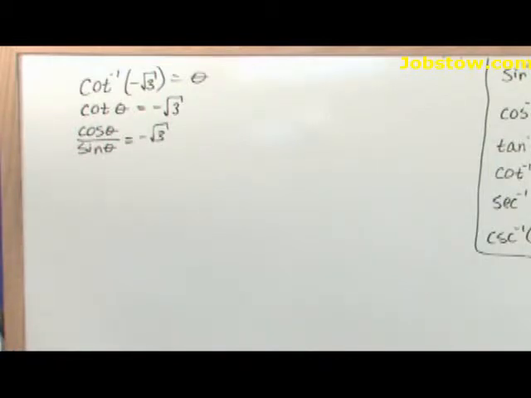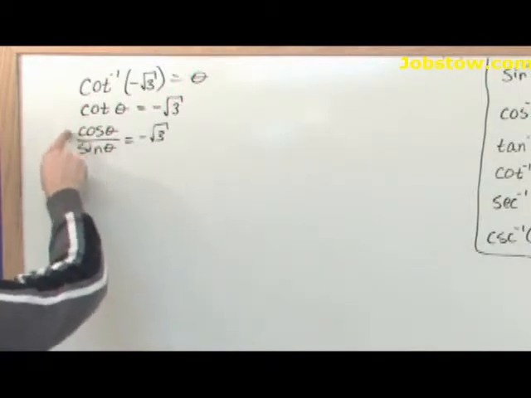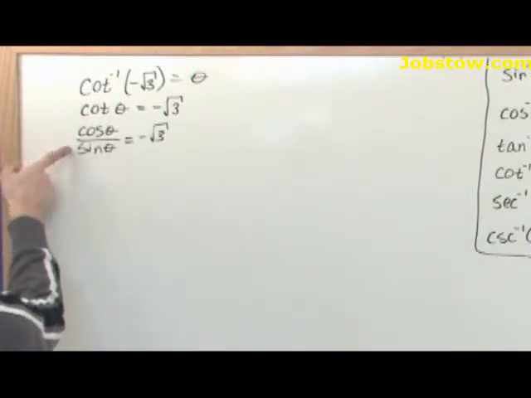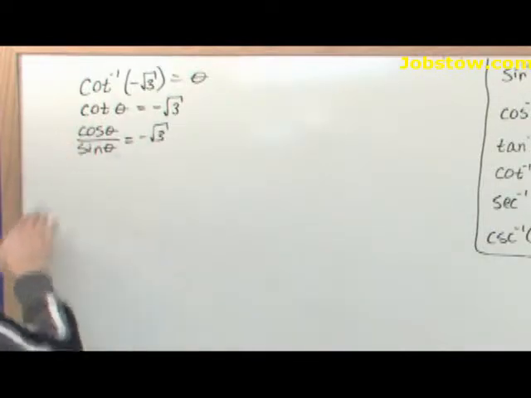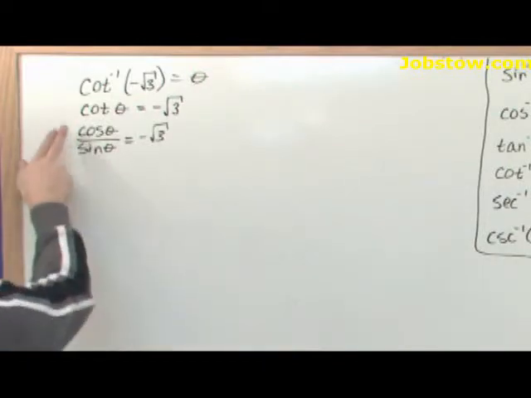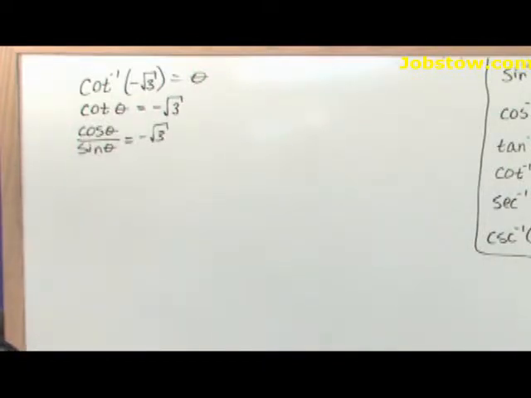And the reason I'm doing this is because personally I like to work with these cotangents kind of split up because I know how to deal with cosines and I know how to deal with sines. It's much easier for me to figure out the answer if I'm looking at these fundamental functions. Okay? So I've got cosine over sine is equal to that.